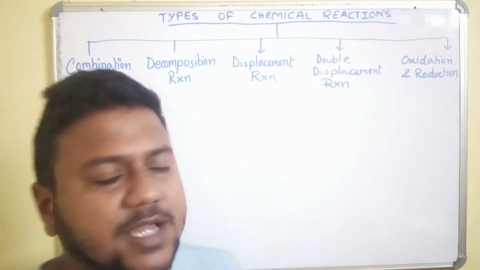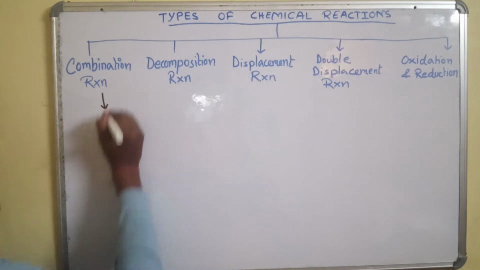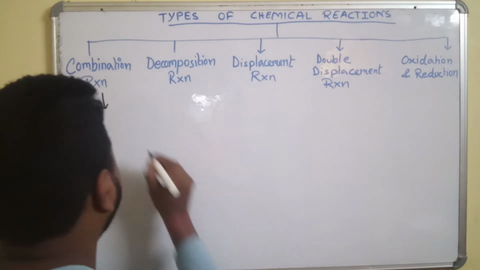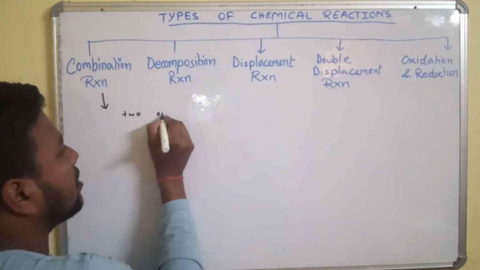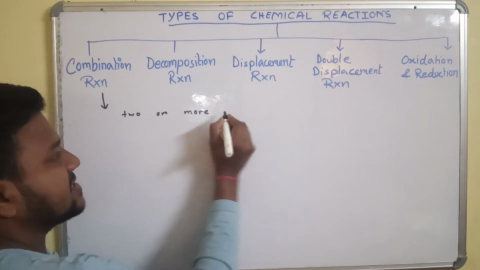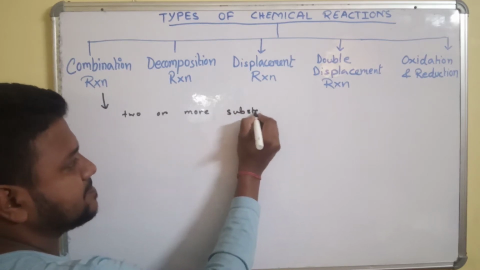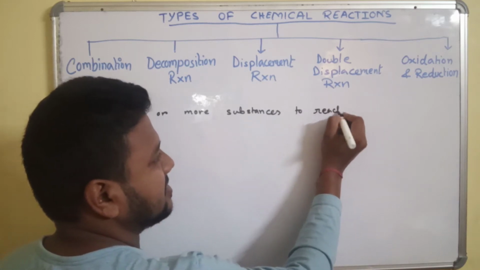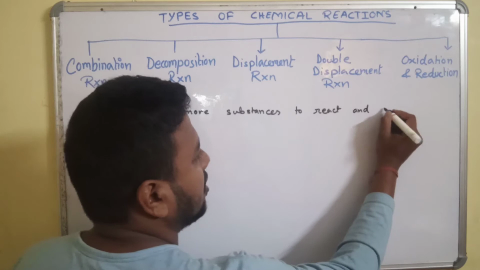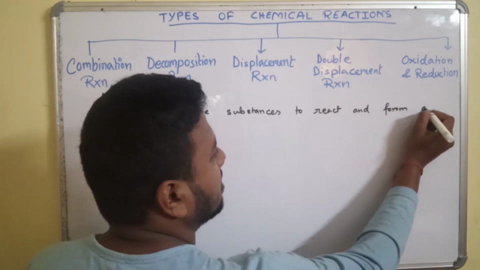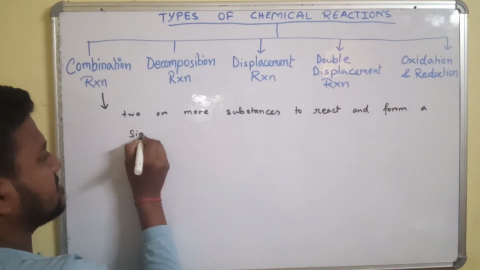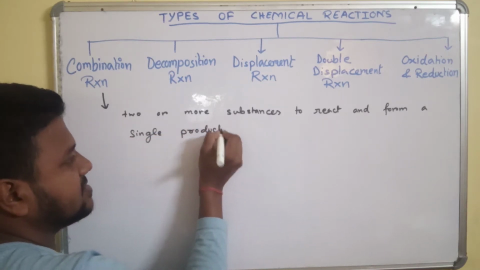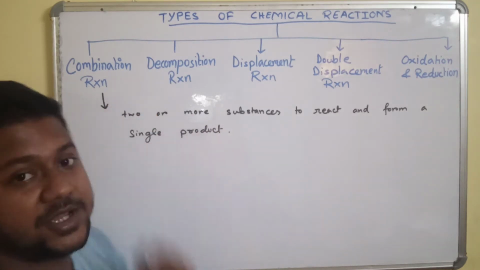Okay, so let us start with the combination reactions. What is a combination reaction? A combination reaction is a kind of reaction where two or more substances react and form a single product. This is the main definition of a combination reaction.